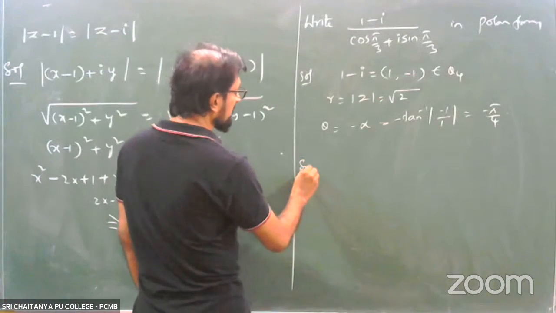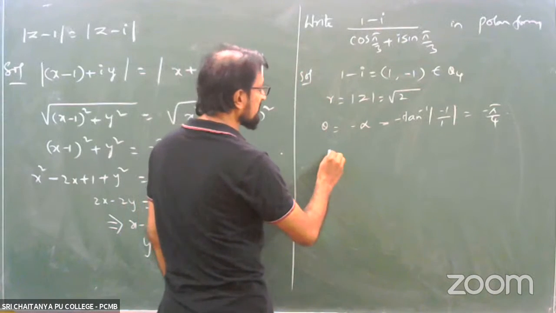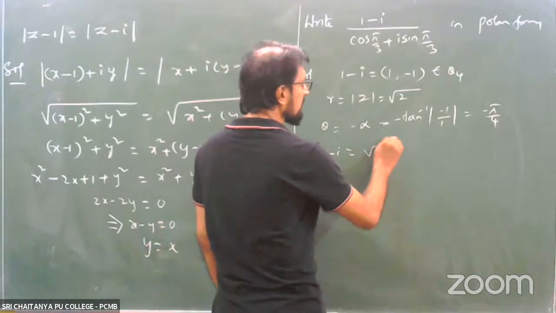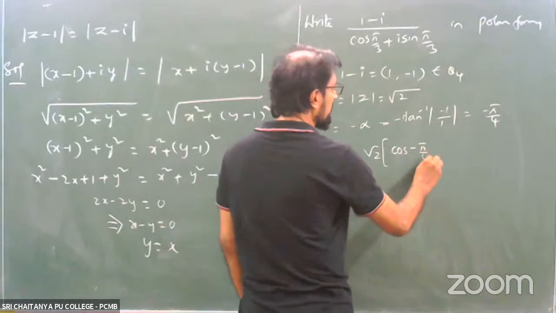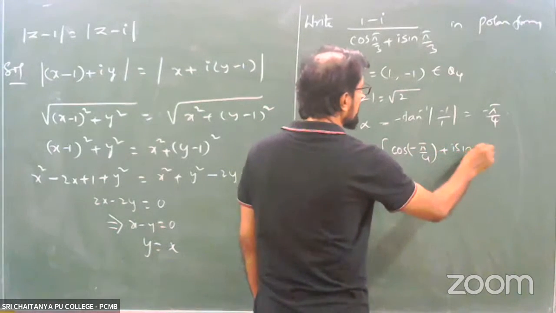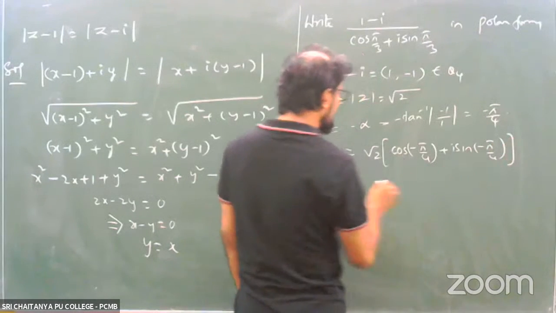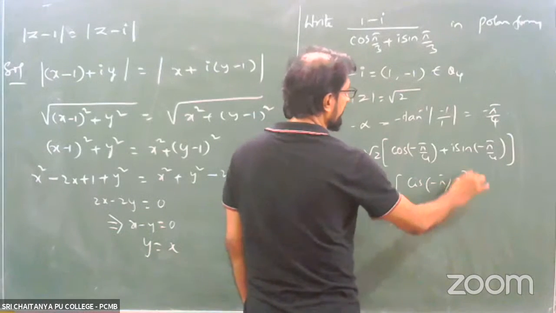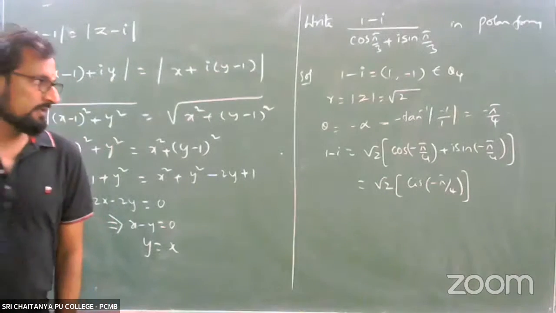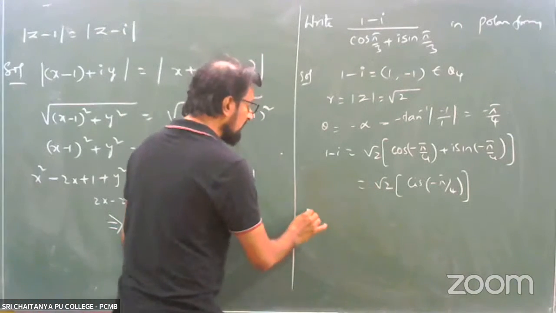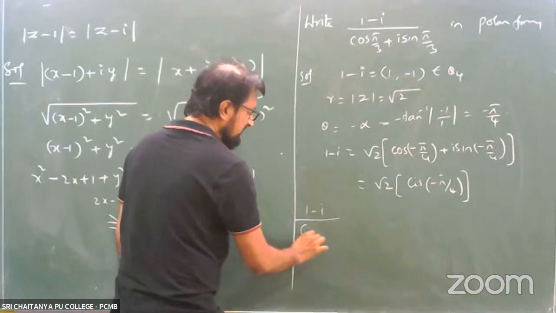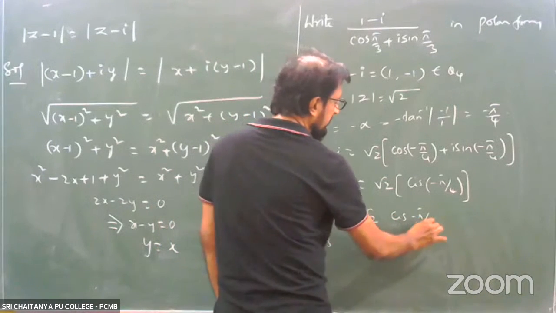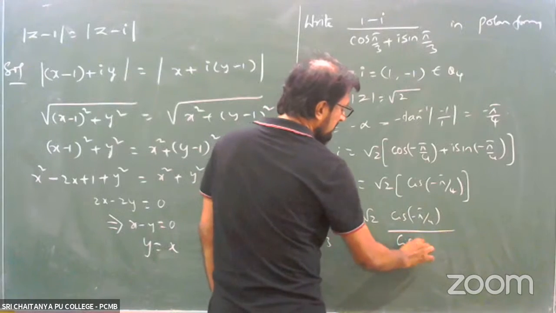See, first of all, you can write that one as 1 minus i. What is 1 minus i? 1 minus i is equal to root 2 into cos minus pi by 4 plus i sin minus pi by 4. Right? Which you can write as root 2 into cis of minus pi by 4. Right? Now, 1 minus i by cis pi by 3 is equal to root 2 into cis minus pi by 4 by cis pi by 3.